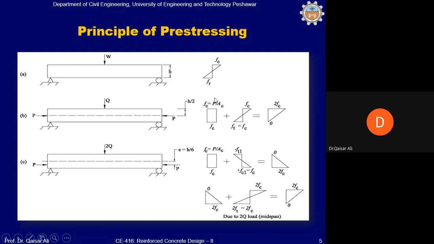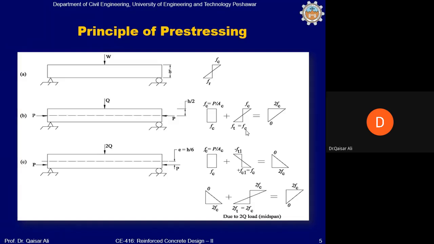So Fc plus Fc will become 2Fc, and Fc plus Ft will be 0, because we have applied force P such that the stresses produced by this Fc will become equal to Ft. So this is a pre-compression force. We have done it like this.